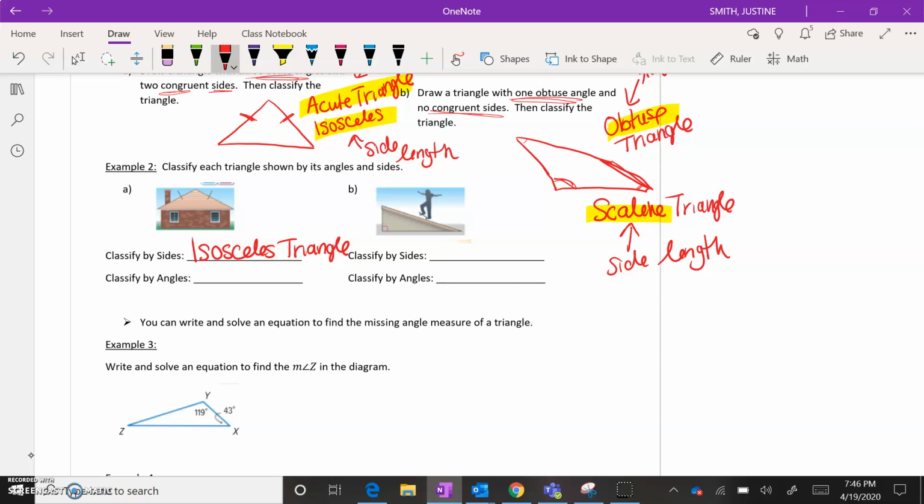Okay, it also says classify it by its angle. So again, in this triangle, we have all angles that are less than 90 degrees. So this would be an acute triangle.